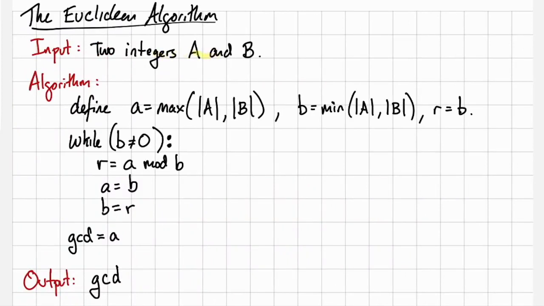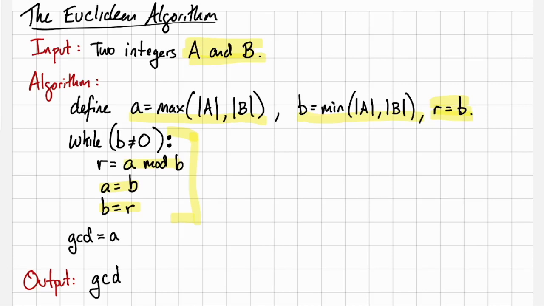The input is 2 integers, a and b. The algorithm defines some local variables. A is equal to the maximum of the absolute value of a and the absolute value of b. Little b is equal to the minimum of the absolute value of a and the absolute value of b. And we're going to define the remainder to be also equal to this little b. So we have a while loop. While b is not equal to 0, do the following: calculate a mod b, then redefine a to be b and b to be r, and then continue the loop.